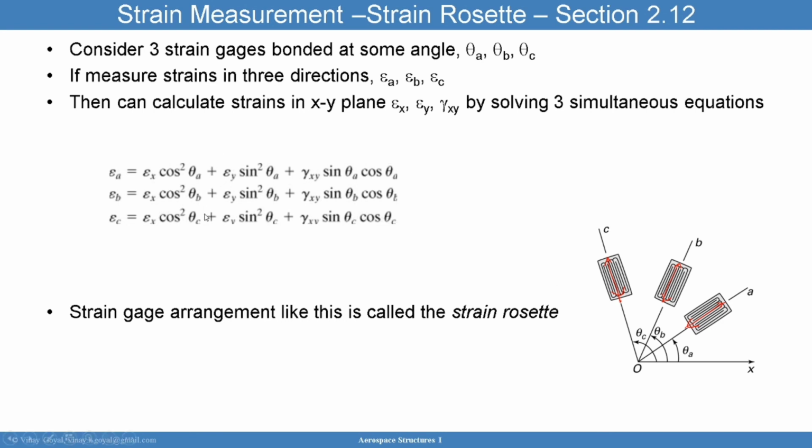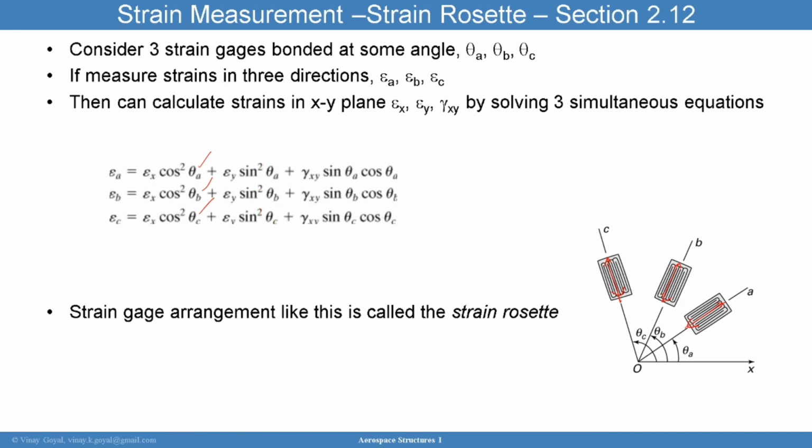then I can use the transformation relationships provided earlier to come up with these 3 sets of equations. Now, I know theta A because I know at what angle I install the gauge. I know theta B and I know theta C. So I know all these guys here and these guys here.